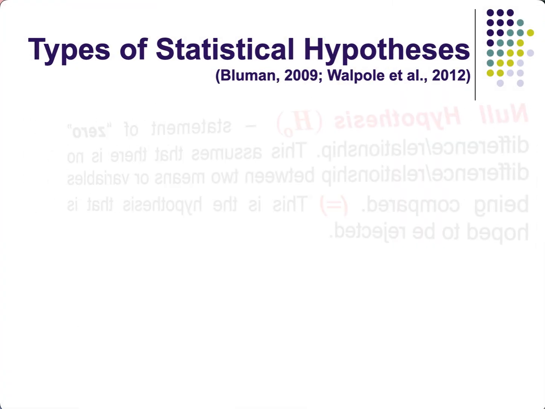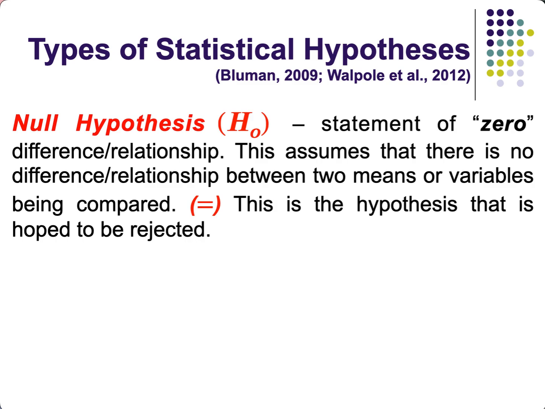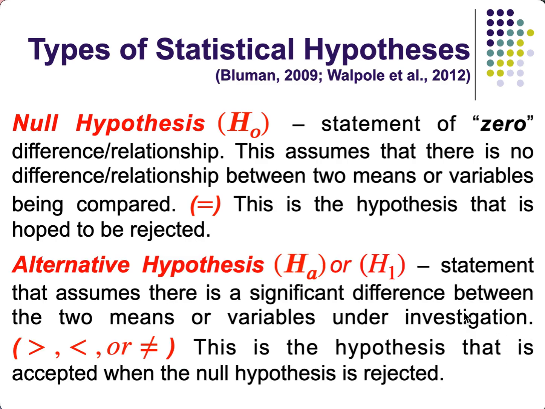So we have two types of hypotheses, the null hypothesis and the alternative hypothesis. The null hypothesis, also known as H sub O or H sub 0 in some books, is a statement of zero difference. This assumes that there's no difference or relationship between the variables or the means of those variables being compared, or no association between two variables. That's why the symbol used for the null hypothesis is always the equal sign. And note that this is the hypothesis that we want to reject.